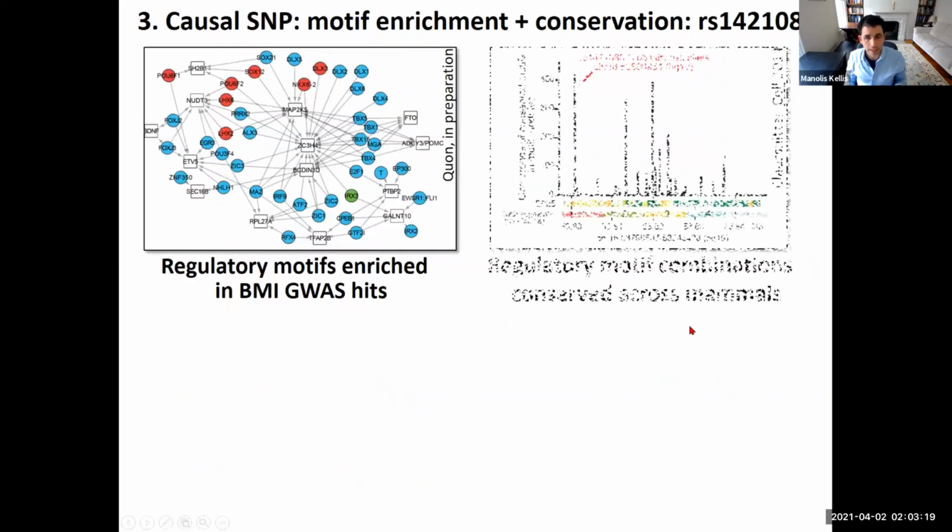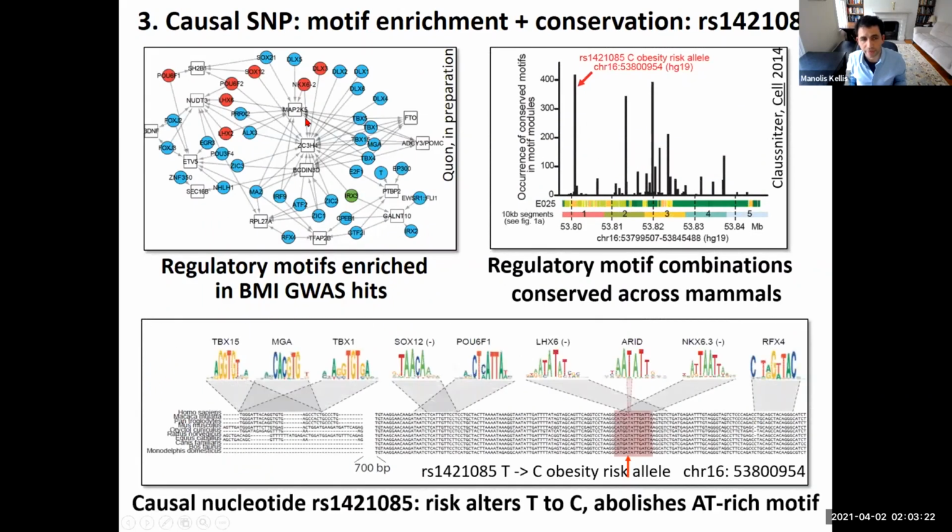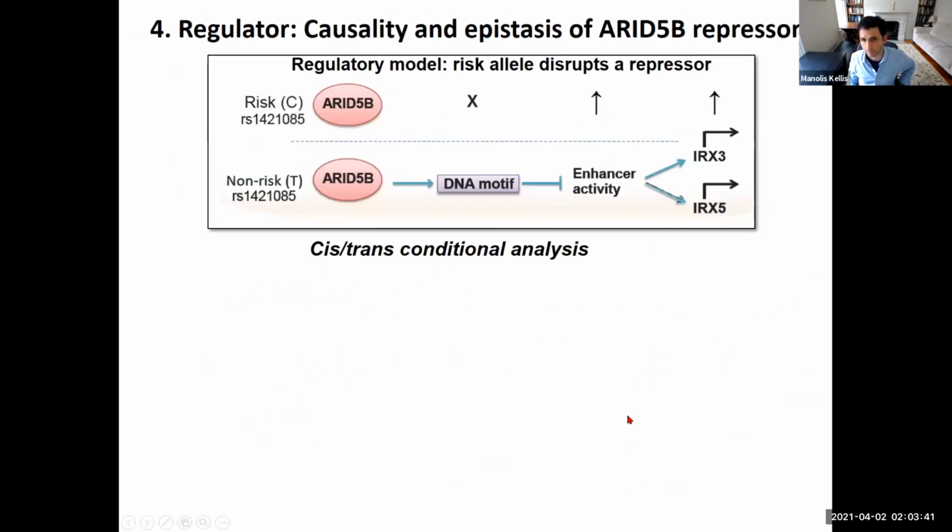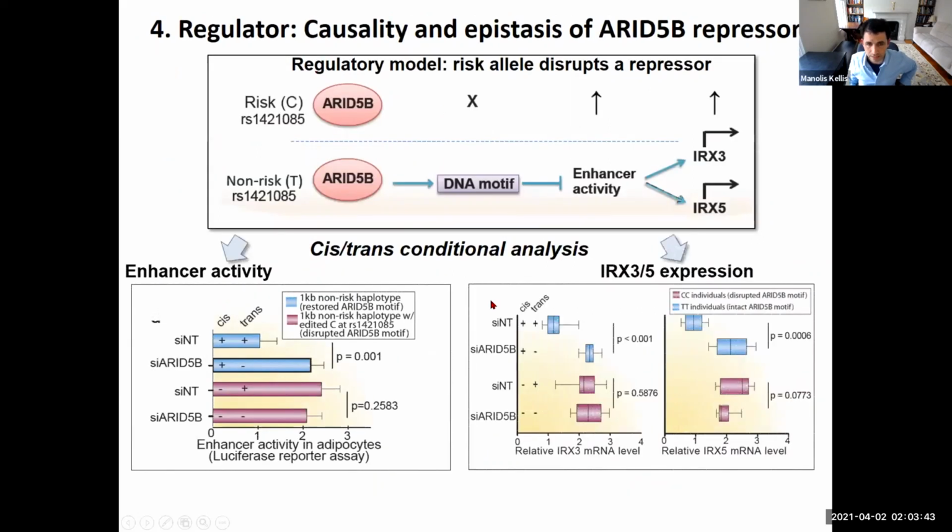The next challenge is understanding what is the causal SNP. And there we use regulatory motif analysis and evolutionary conservation, and we're able to pinpoint a single nucleotide alteration that disrupts this evolutionarily conserved AT-rich motif with a C at that position for the risk individuals for obesity. And we went and tested that if we change that SNP at the cis level, and if we change the upstream regulator at the trans level, then we can actually show an epistasis between the two.